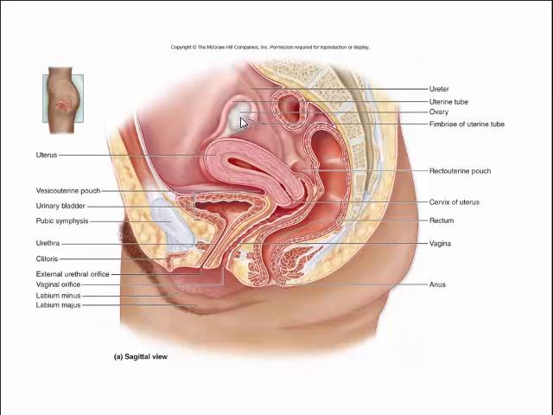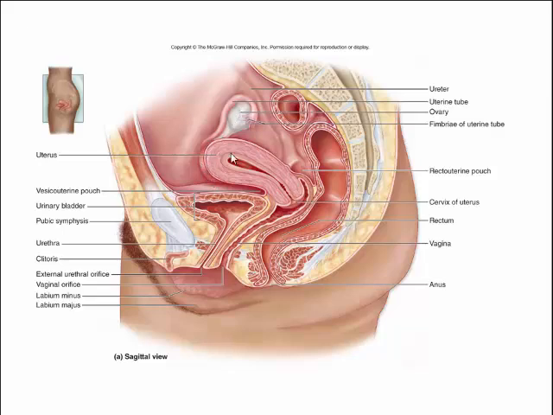The ovary sits in the lateral aspect of the pelvic cavity, so you're looking at a parasagittal view. The fimbriae of the uterine tube come in contact with the ovary and help capture the eggs that are released by ovulation. The uterine tube connects the ovary to the uterus.